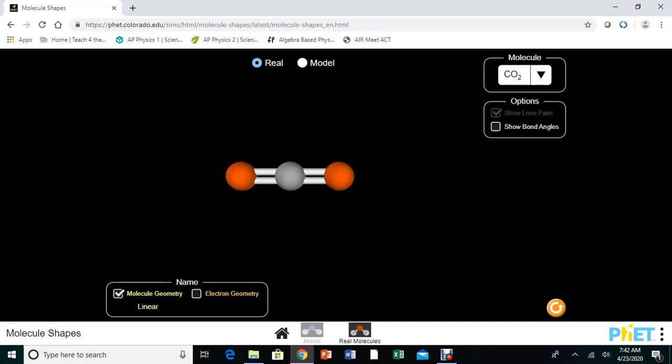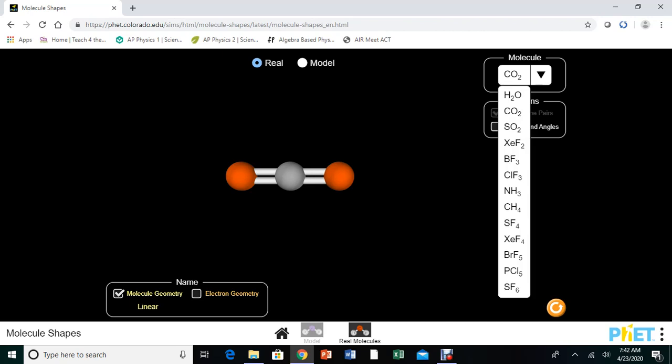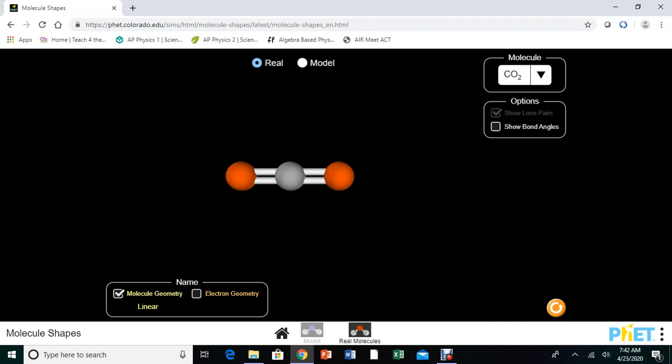And so this is the VSEPR, the molecular geometry activity that you did, the molecular shape activity that you did. And so I just wanted to go through that and reinforce some ideas.